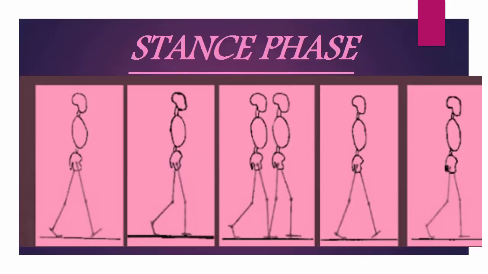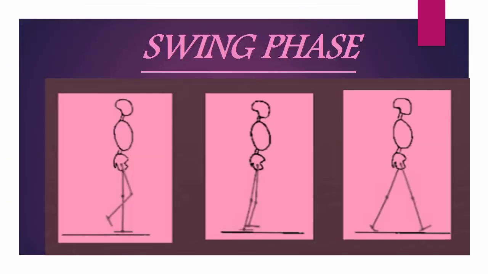Stance phase. First image shows the heel strike. In second image, you can see foot flat. Third image shows mid stance. In second last image, you see heel off. And then lastly, toe off. Swing phase. First image shows initial swing begin. In second image, the swinging limb overtakes the limb in stance. And in third image, swing phase terminates.